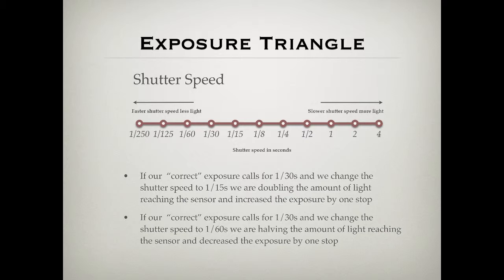So as it says in our example, if the shutter speed calls for 1/30th of a second, and we want to have more light falling on the sensor, we're open a longer period of time, we go to the right here, we go to 1/15th of a second, and we're doubling the amount of light that reaches the sensor. And that is increasing the exposure by 1 stop. So as we move to the right, those are each 1 stops. We're increasing the amount of light as we go to the right, the longer the shutter is open.